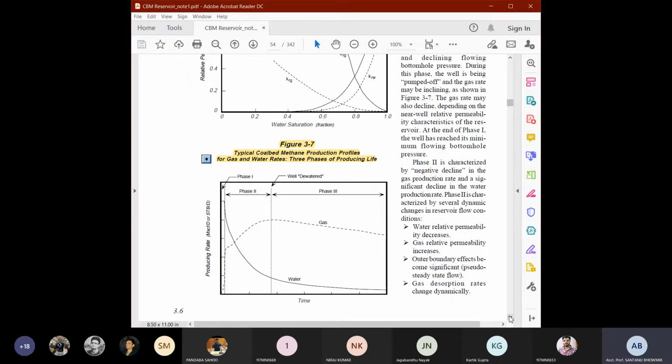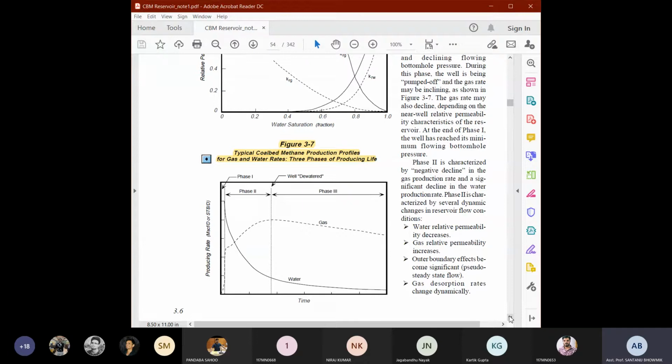Okay, so you can see on the y-axis, the fine line is giving you the water production graph, and the dotted line is giving you the gas production graph. And you can very well see that there are three different individual phases with different gas and water production characteristics.